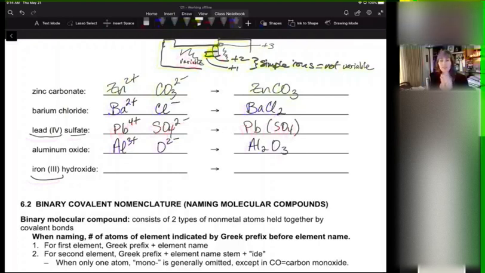Professor, did you mean to write the subscript 2 on the sulfate? Yes. You said it, but then you didn't write it. Thank you. I appreciate it.